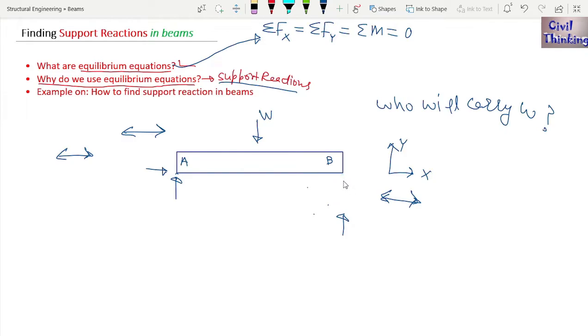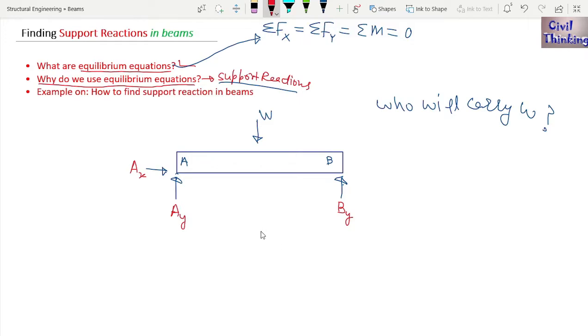And we can just use this symbol here, right? Now this is point A, this is B, and this one is in the vertical direction, meaning the y direction. So let me call this Ay, the reaction at A in the y direction, and let me call this Ax, the reaction at A in the x direction. Now let me call this By, the reaction in the y direction.